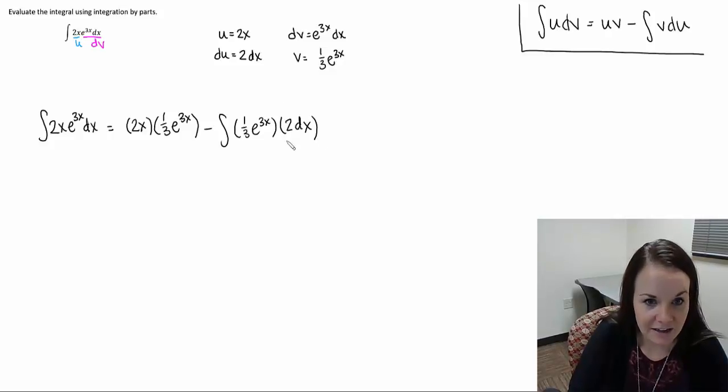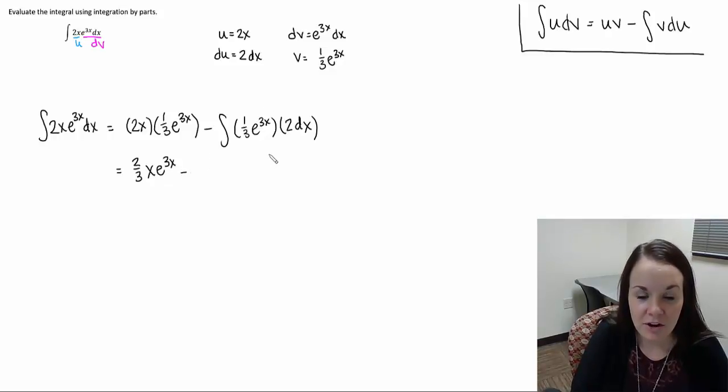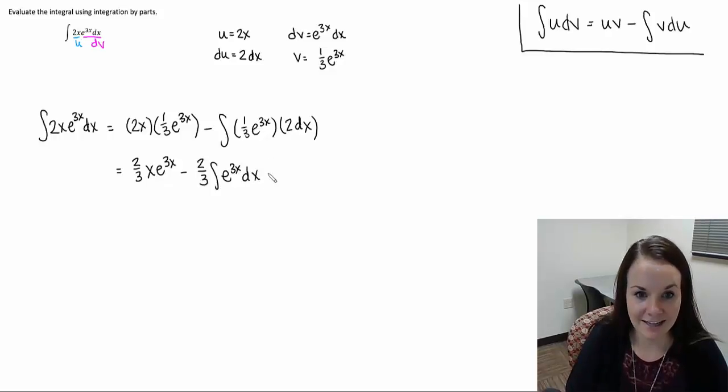And now we simplify. So I can multiply the 2 and the 1/3 together, and I get 2/3 x e to the 3x. And then I can bring the 1/3 and the 2 out front, so I end up with 2/3 times the integral of e to the 3x dx. And I'm going to pause here for a second.